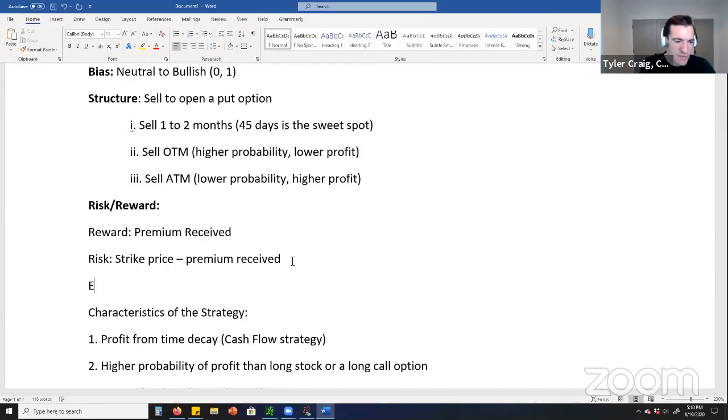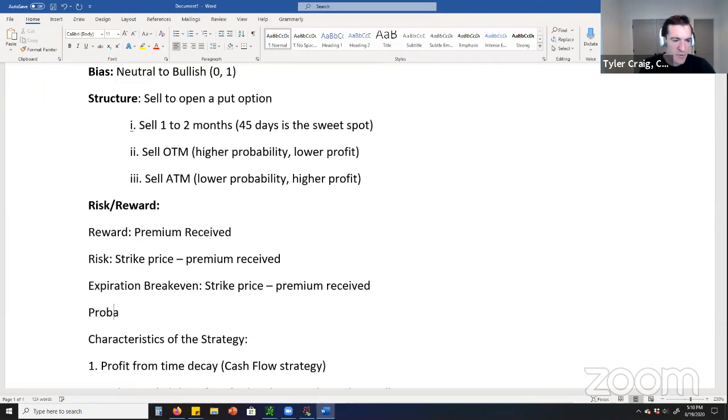The break even for this trade, the expiration break even, is the same formula as the risk. It's the strike price minus the premium received. And the probability of profit, POP, if you will, is 1 minus the put delta.